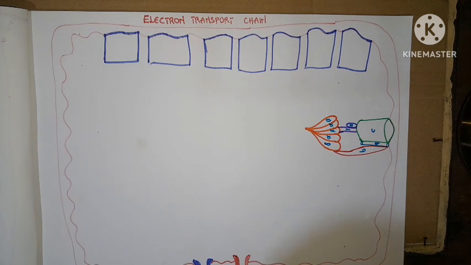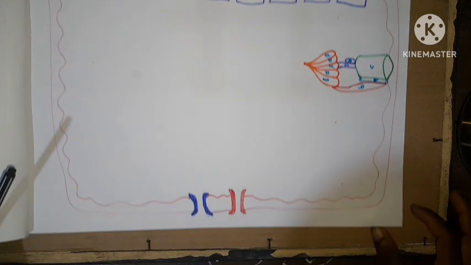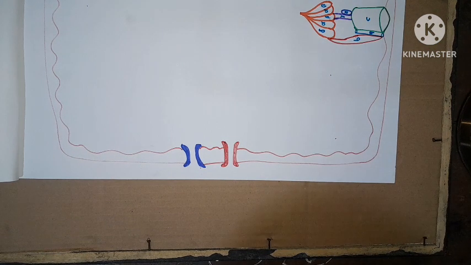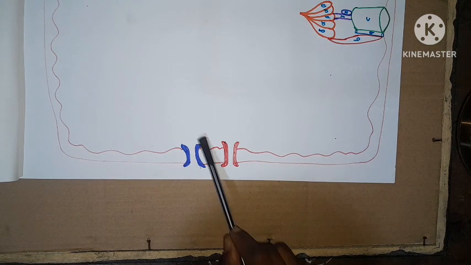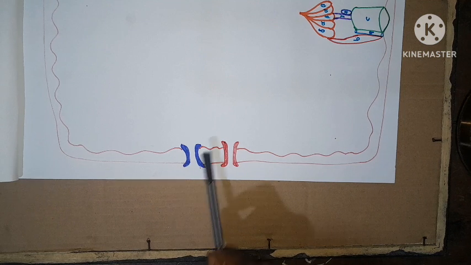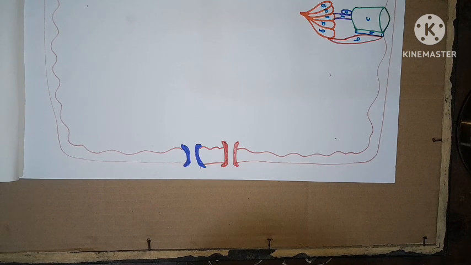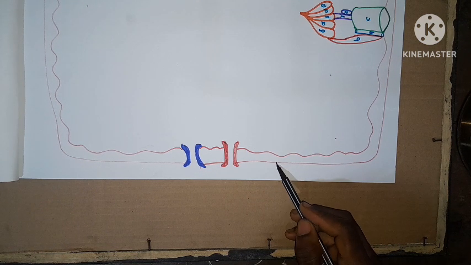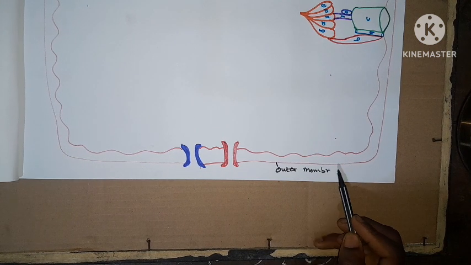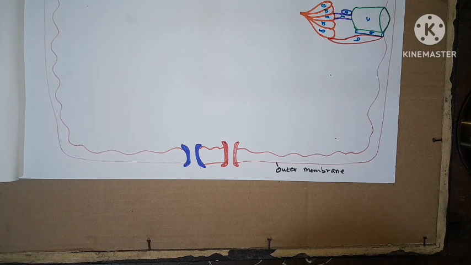And we have the transporters, and we also have the outer membrane. This is the outer membrane of the mitochondria, and we have the inner membrane of the mitochondria.